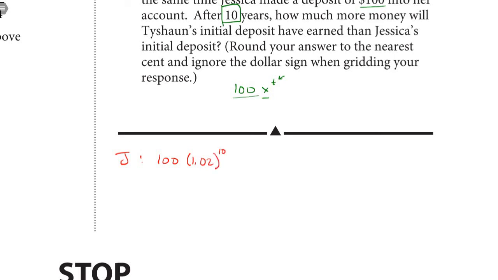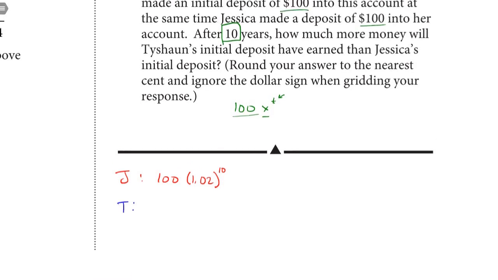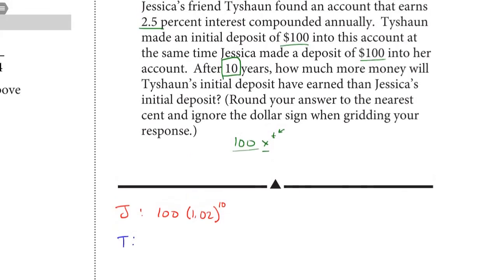Now, Tyshawn, he was a little smarter, and he actually went down the road to Bank of America, where it gave him 2.5%. So that was 100 times 1.025. That's how we write 2.5% as a decimal. Okay? To the 10th. Now, what do we get?